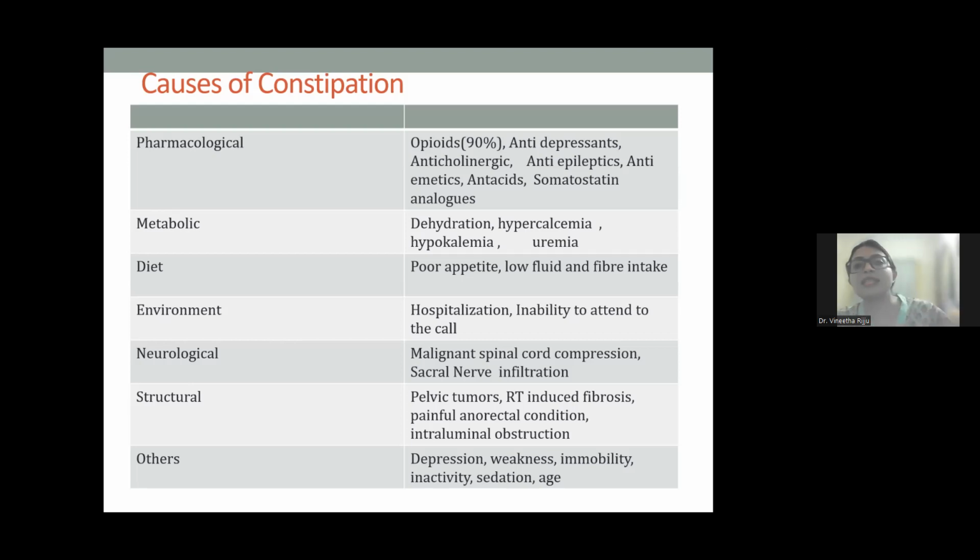So you need to see which among these are reversible. Is it your drugs that is causing it? Is there a way that you can go for alternatives? Is it the metabolic parameters of the patient that is causing it? Is there something that you can reverse so that it doesn't keep happening?